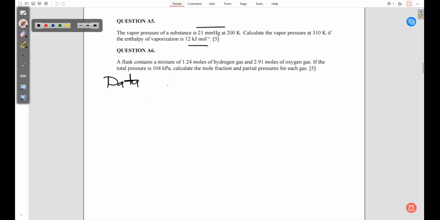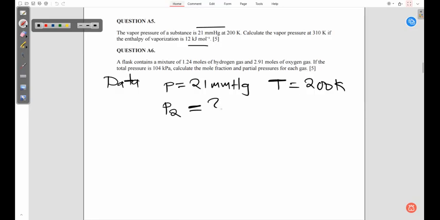So we have the pressure being equal to 21 millimeters of mercury, and the temperature being 200 Kelvin. Then we are asked to calculate the vapor pressure again. This is like the second case, where we are told the temperature, we call it T2, is equal to 310 Kelvin. So I want us to find the second value of pressure. Now we are told the enthalpy of vaporization is 12 kilojoules per mole.